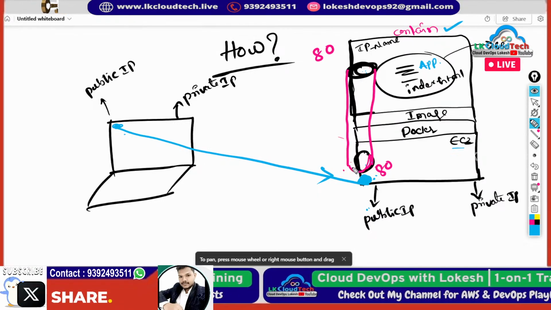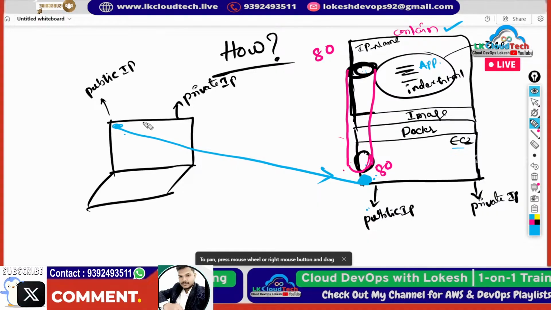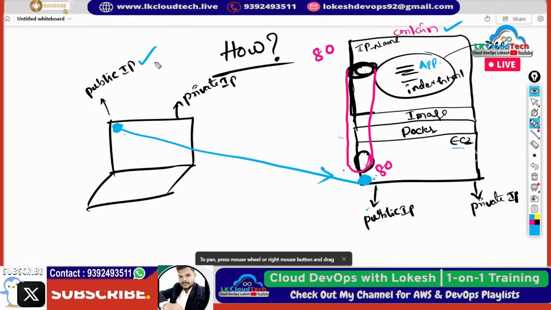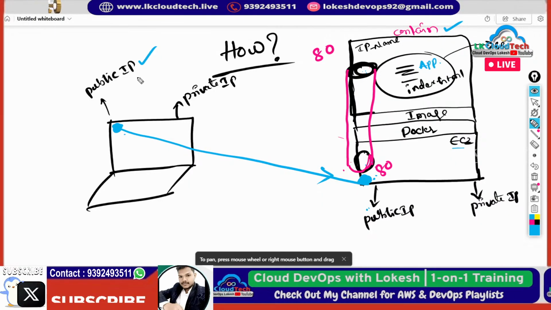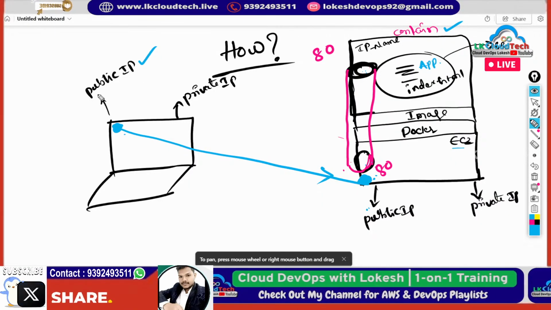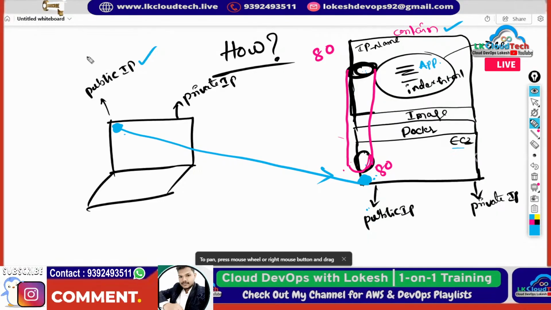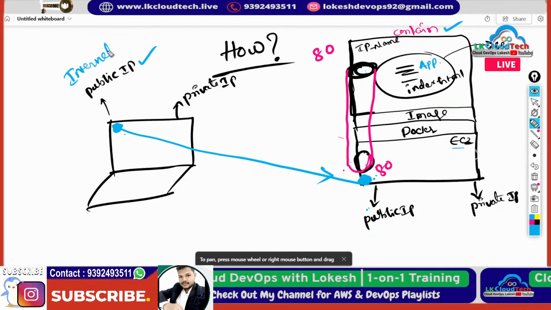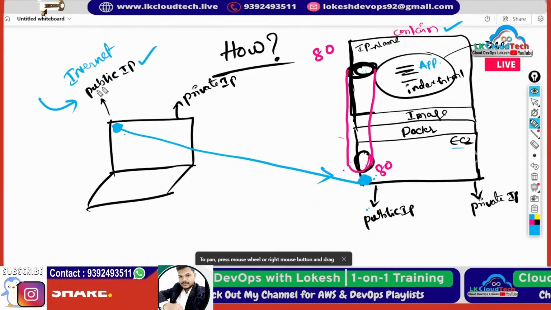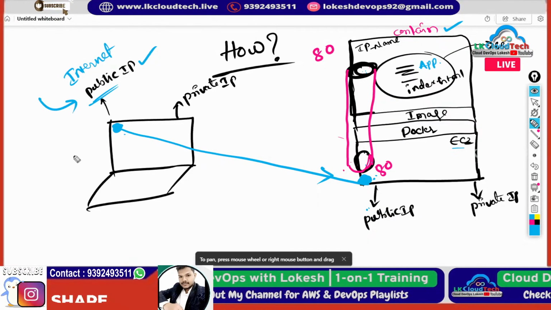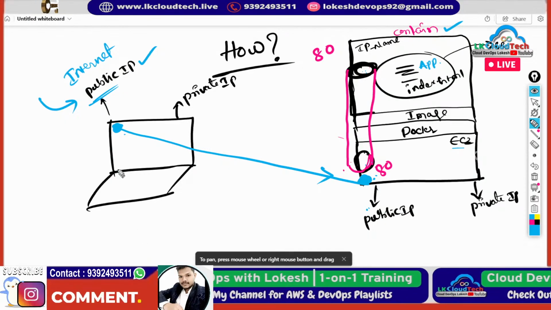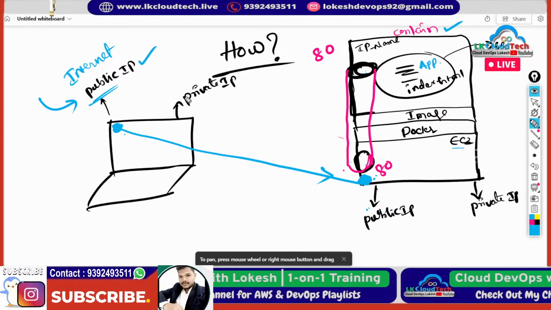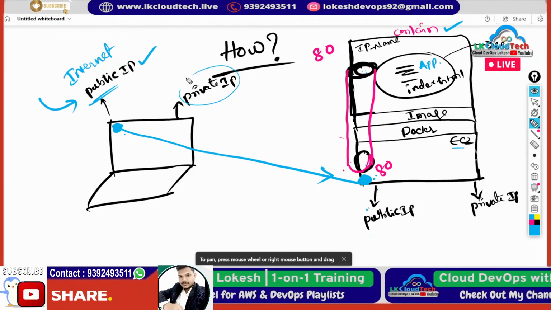So your laptop has a public IP. How do you get a public IP? You will get the public IP from the internet. Whenever you are connected to the internet, only then will you get a public IP. If you are not connected to any internet, you don't have a public IP. Only your laptop's IP address, which is called the private IP, remains.